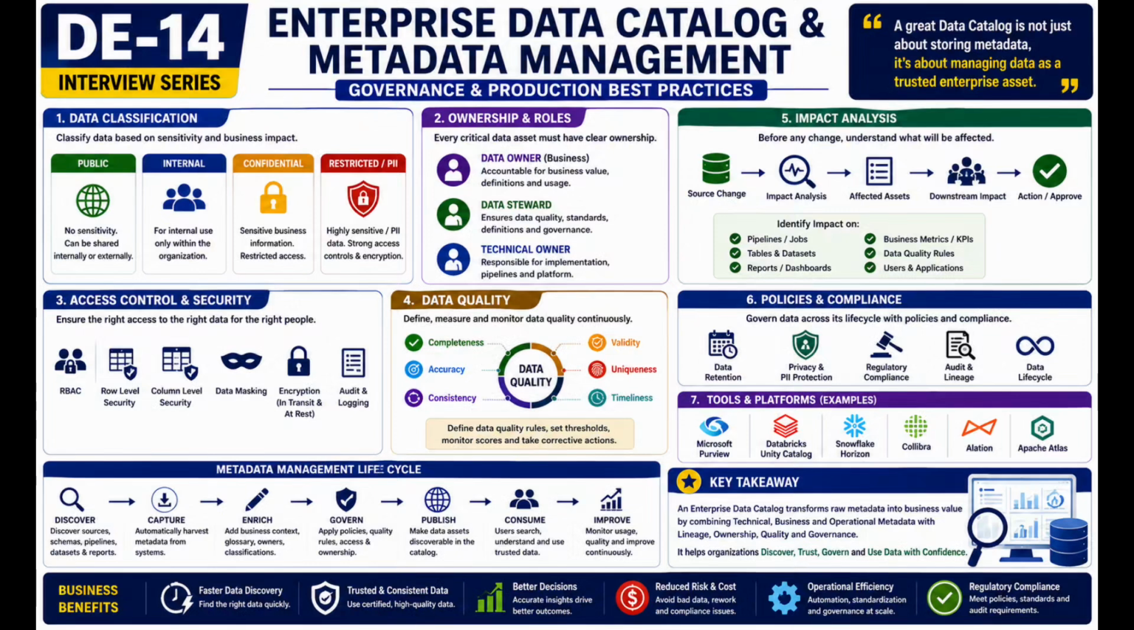So I search the catalog for customer revenue. Instead of getting hundreds of random tables, I can find a certified data set. I can see the business definition, the data owner, the steward, the source system, the lineage, then the data quality score, then the sensitivity classification, the last refresh time, the SLA and the downstream reports. Now I can confidently select the correct data set.